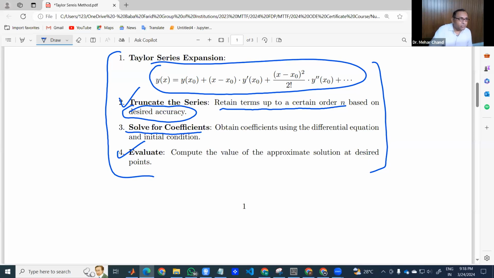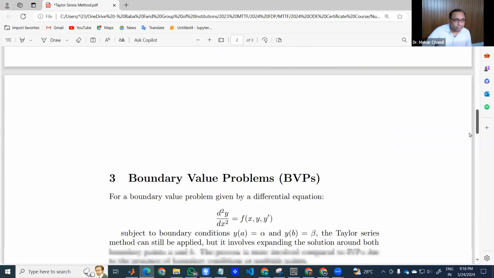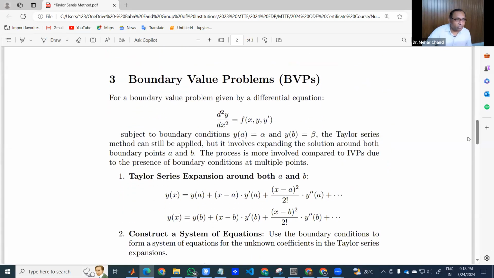And corresponding to this, we have a few steps for the boundary value problems. And here is the detail of how we can use Taylor series for boundary value problems.